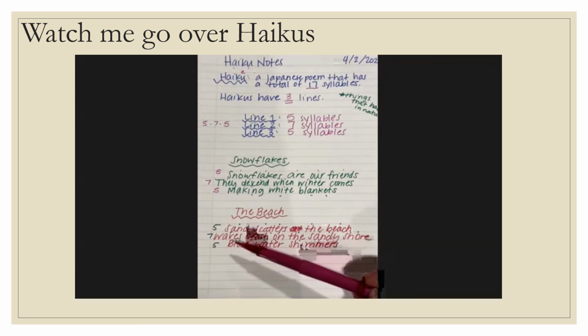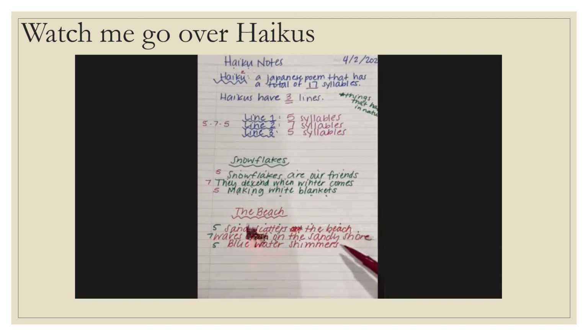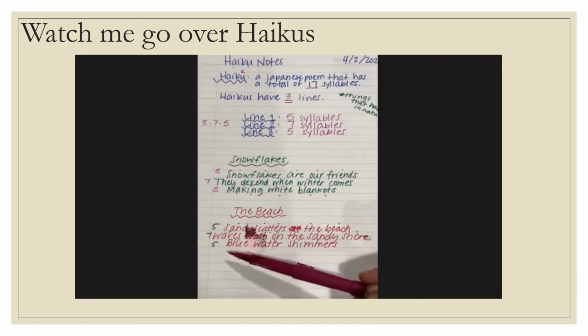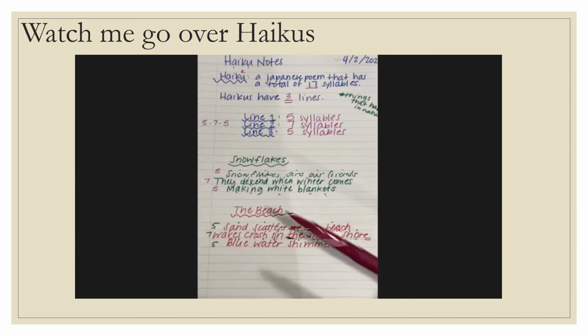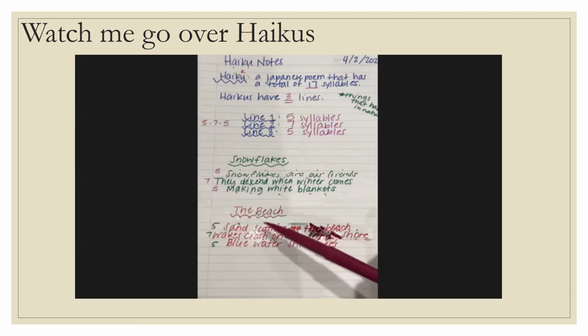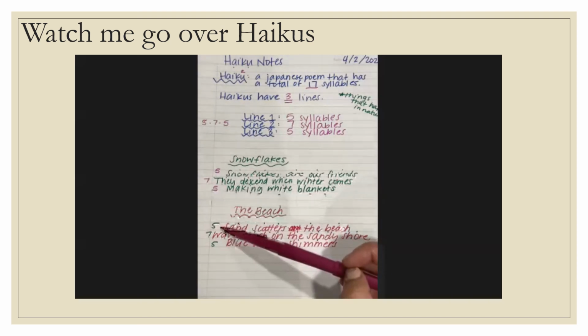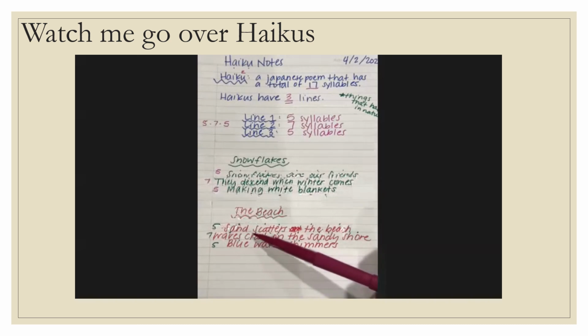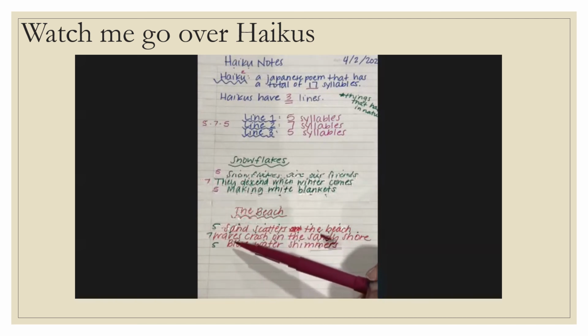Waves, there's waves at the beach. Waves crash on the shore, and that blue water shimmers. You look out into the ocean on that bright sunny day and you can see how the sun is reflecting off that water and it kind of makes a shimmer to it. So 1, 2, 3, 4, 5. There's 5. 1, 2, 3, 4, 5, 6, 7. And then the last line is 1, 2, 3, 4, 5.